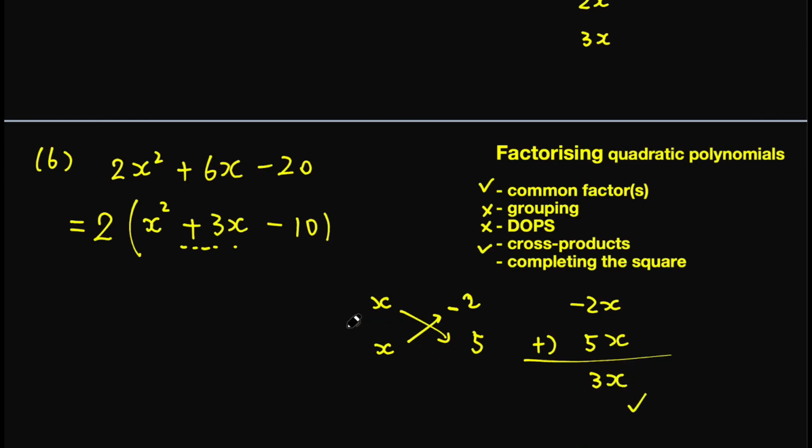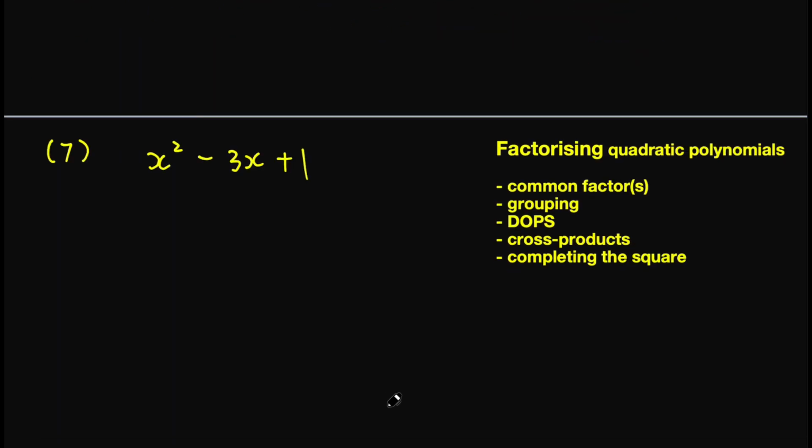Therefore, we can factorize this expression to 2 times x minus 2 times x plus 5. We start from common factors and then move to cross products. Let's move on to question 7.